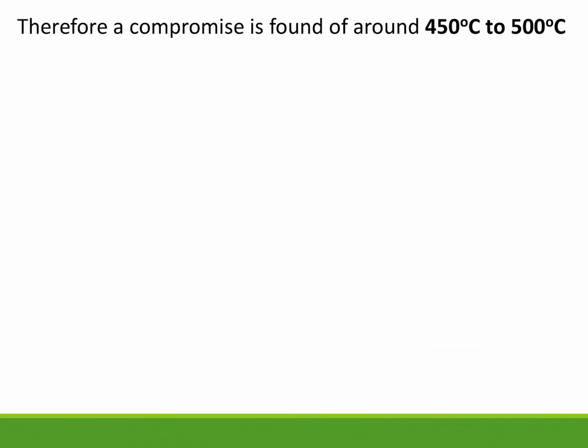So there's a compromise, and that's between 450 and 500 degrees Celsius. So it's going fast enough with an acceptable yield of NH3. We can also change the pressure. There are 4 molecules on the left, 2 on the right, whichever way around it is.